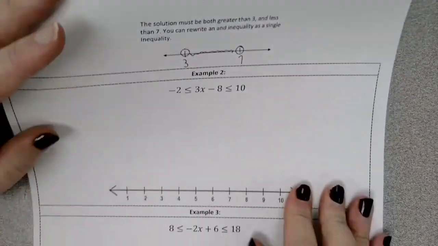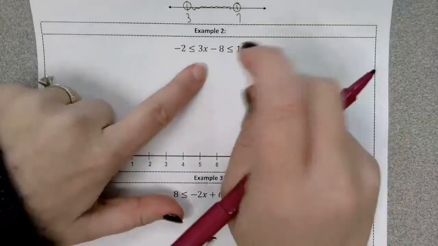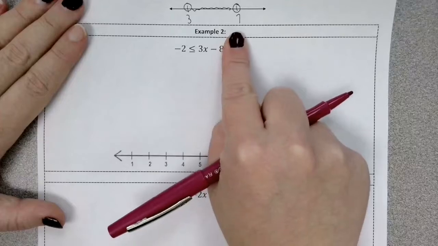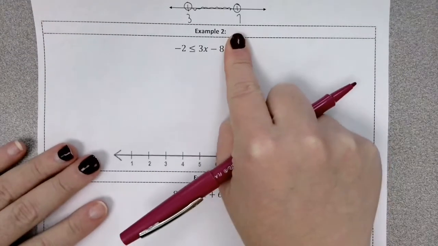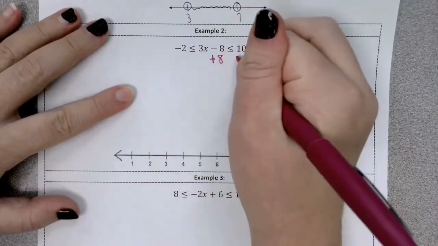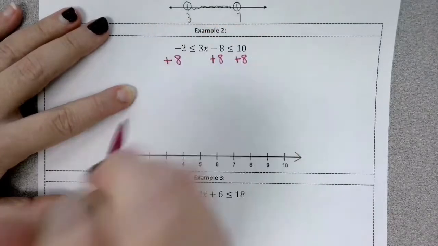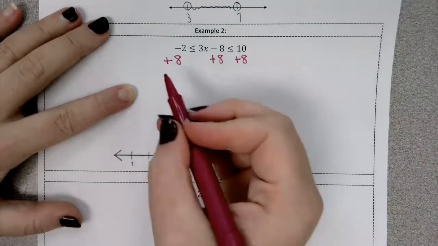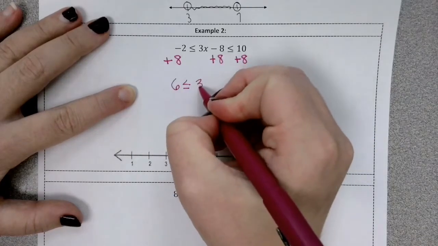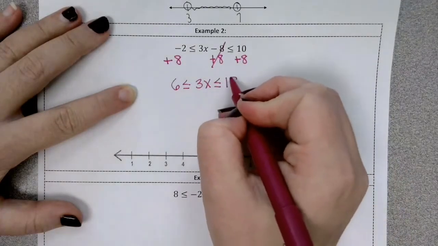When you solve an "and" inequality, you can just do the math here. So we're going to treat it like we always would if we just pretended that one wasn't there for a second. My first step would be to add 8. So I'm going to add 8 to the stuff on the right, and I'm also going to add 8 to the stuff on the left. So now this is going to say 6 is less than or equal to 3x, these cancel, less than or equal to 18.